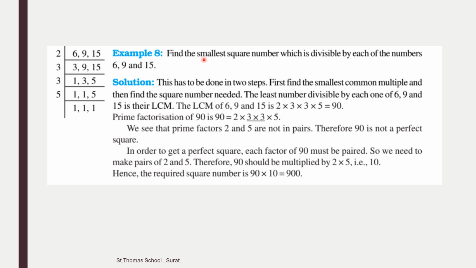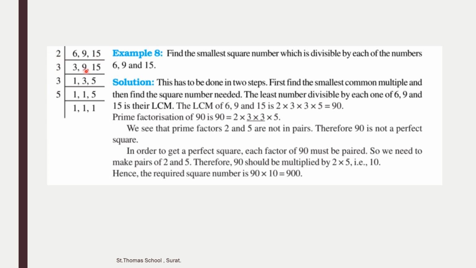Example 8. Find the smallest square number which is divisible by each of the numbers 6, 9 and 15. So first you have to find the smallest common multiple and then find the square number needed. Smallest common multiple means you have to find the LCM. So first you have to find the LCM of 6, 9, 15.